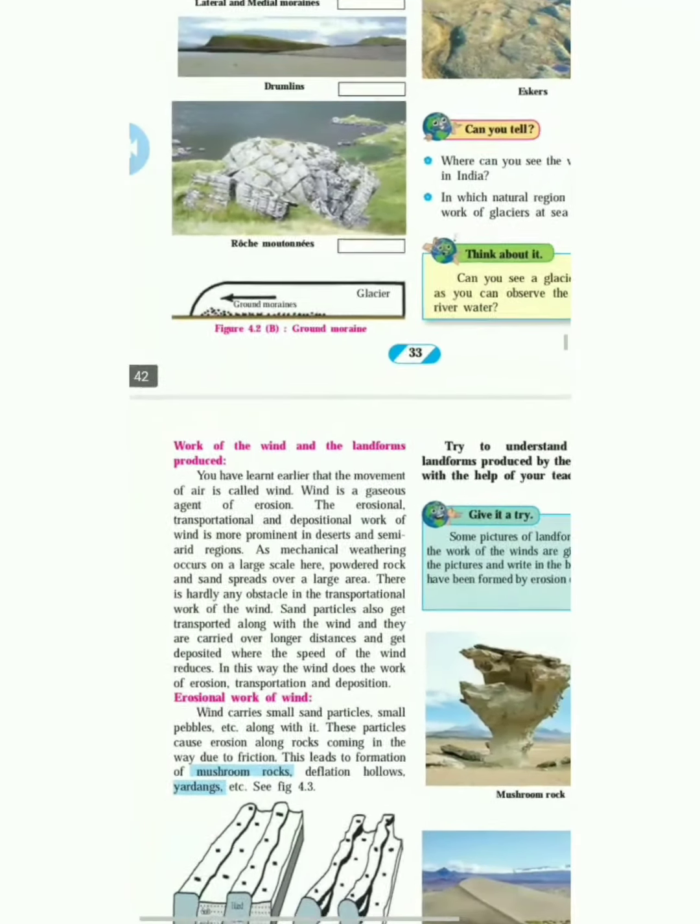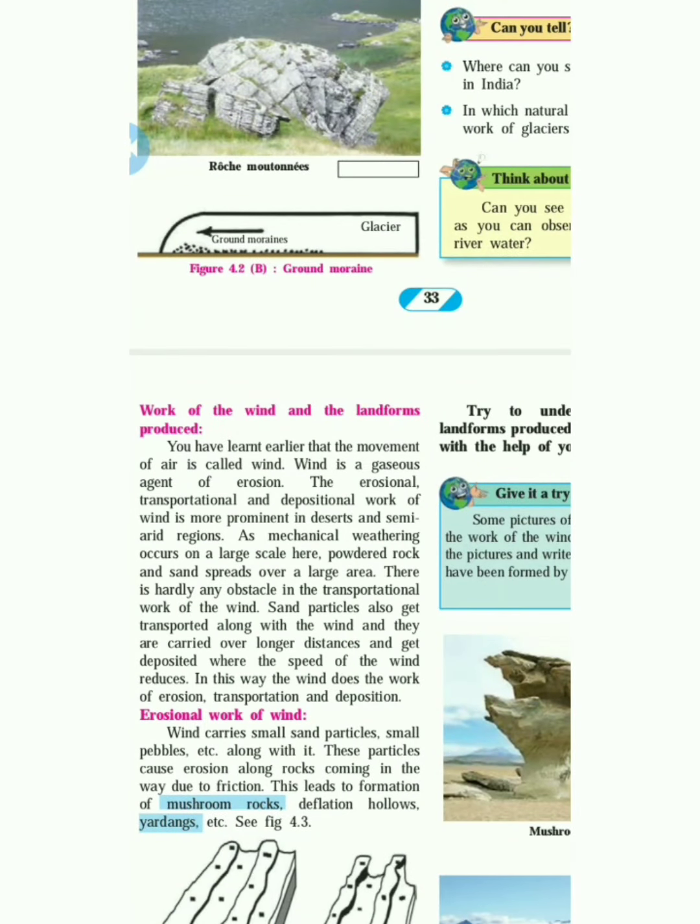Now come to the work of wind and the landforms produced. You have learned earlier that a movement of air is called wind. Wind is a gaseous agent of erosion. The erosional, transportational and depositional work of wind is more prominent in deserts and semi-arid regions, as mechanical weathering occurs on a large scale here. Powdered rock and sand spread over a large area.